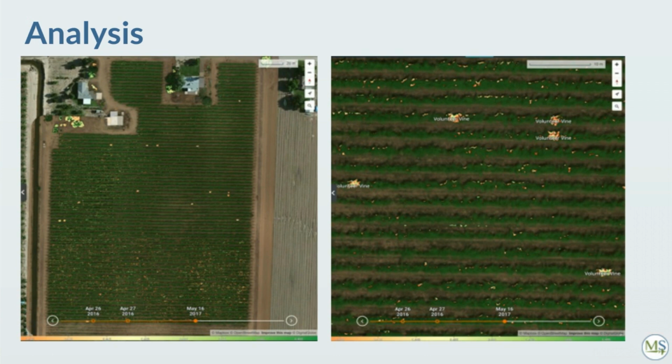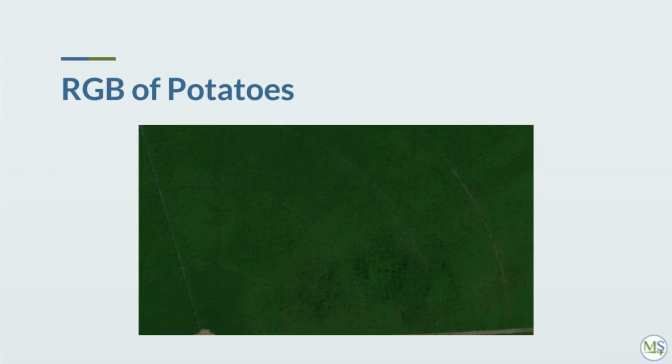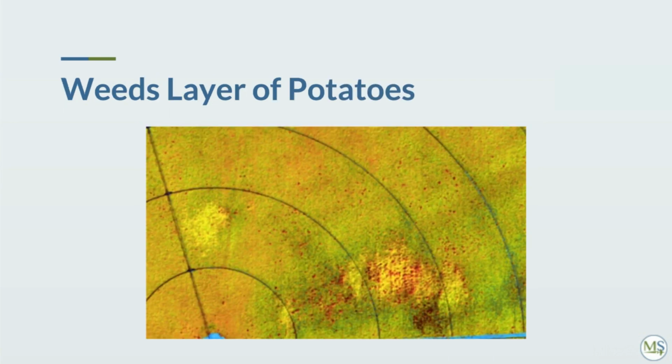So another one is distinguishing weeds from crops in potatoes. This is the RGB composite that we generated after flying a potato pivot. And you can see, everything is pretty green. There's a little bit darker green in some spots. When we use the weeds layer, suddenly the broadleaf weeds that are in that field are showing up as red, and the potatoes are showing up as yellow. So this is another good example of being able to differentiate between plant species more clearly using this data.